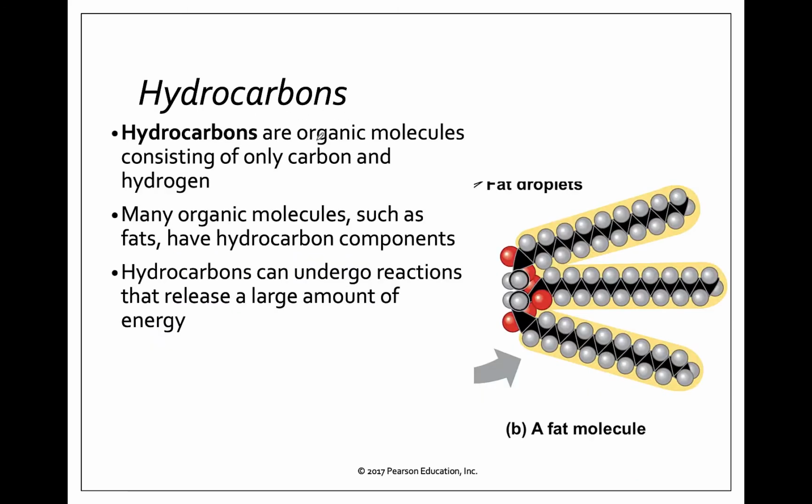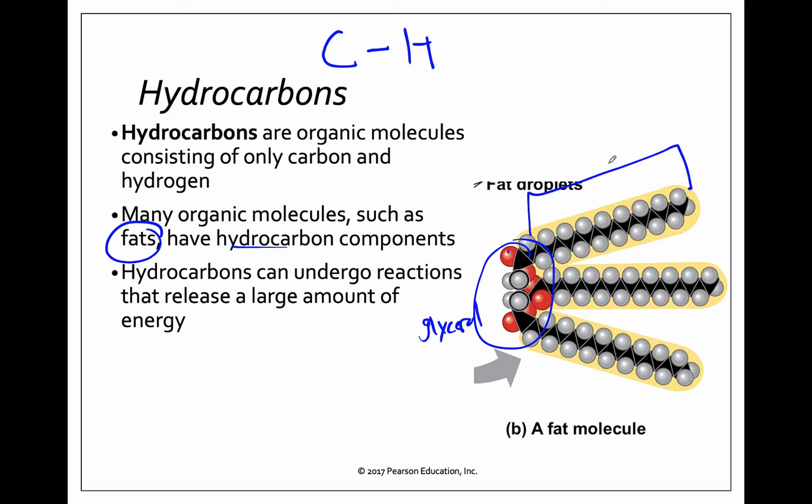A hydrocarbon is an organic molecule that consists of carbon and hydrogen. And if not only those 2 molecules, then the vast majority of the molecule is made up of hydrocarbon. So a lot of the organic molecules we're going to see, especially lipids like fats, have these large hydrocarbon components. So this is a fat droplet. This portion here is called a glycerol. And you can see those oxygens are in red. And then this entire thing right here, that's a fatty acid chain, and it's a hydrocarbon.